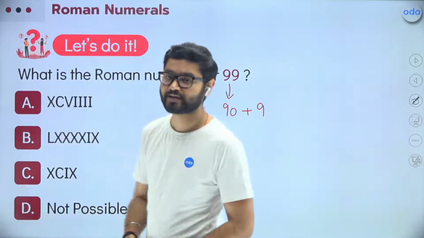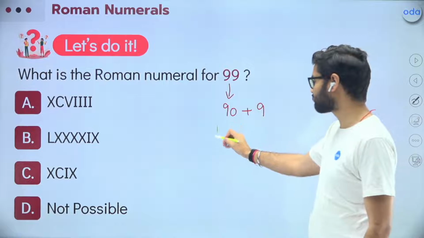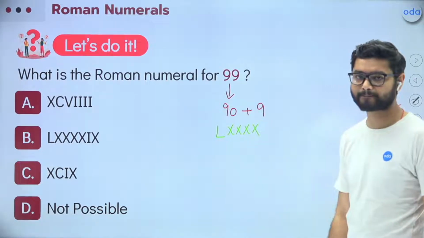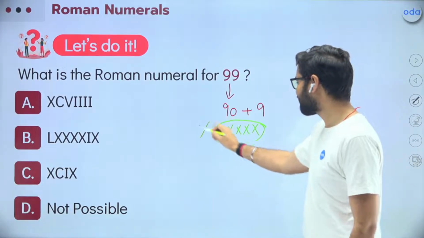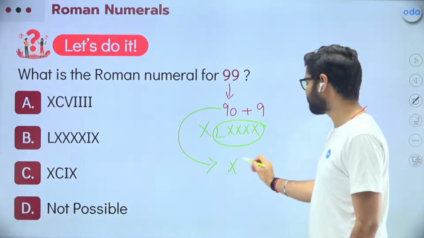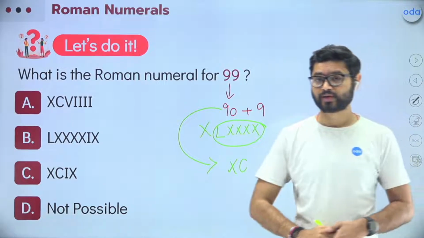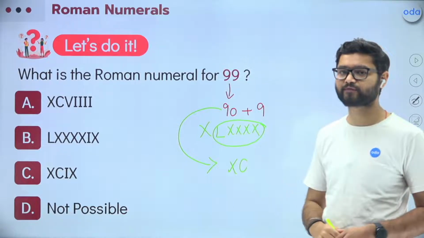90 plus 9. So how can we write 90? I cannot write it as LXXXX. No, I cannot write that. Can I write 90 as XC? Whenever repetition is happening, I have to go the other way around. The subtraction way I have to choose.